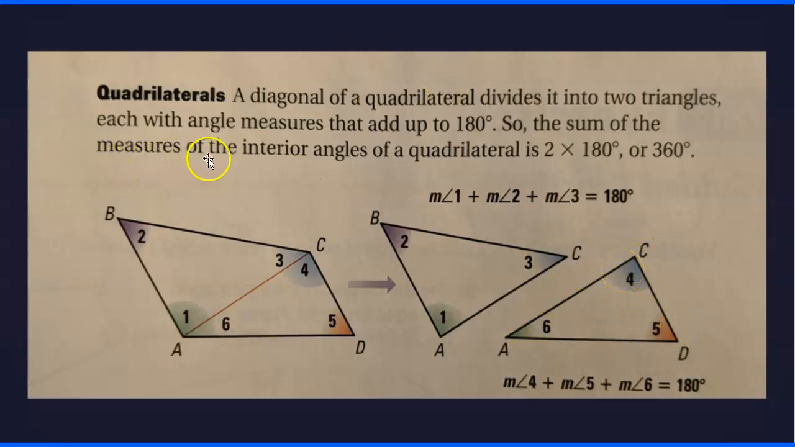So the sum of the measures of the interior angles of a quadrilateral is going to be 2 times that, or 360. So when you draw the diagonal across there, here you've got triangle number 1, 180 degrees. Triangle number 2, 180 degrees. Therefore, you have 360 degrees.